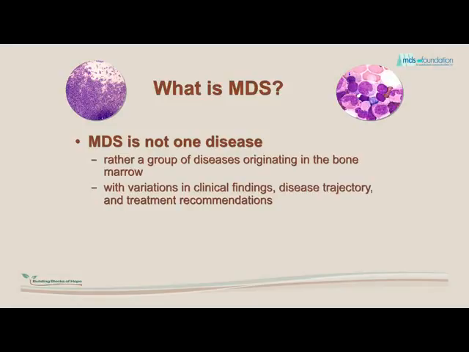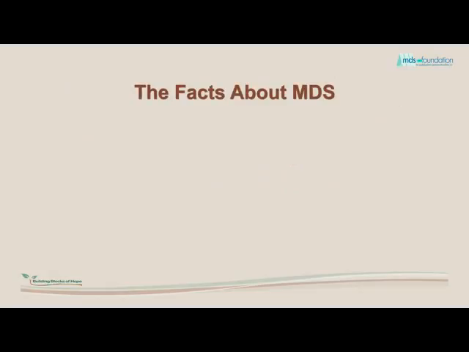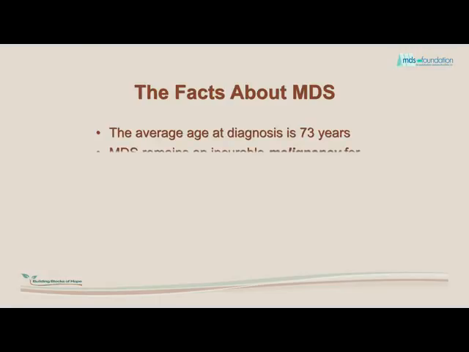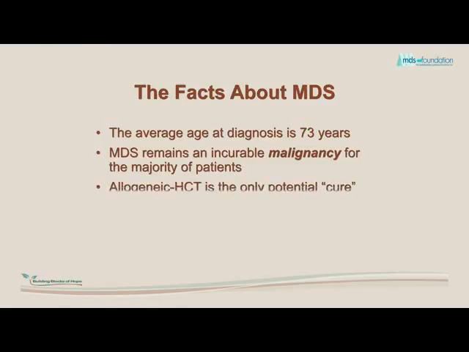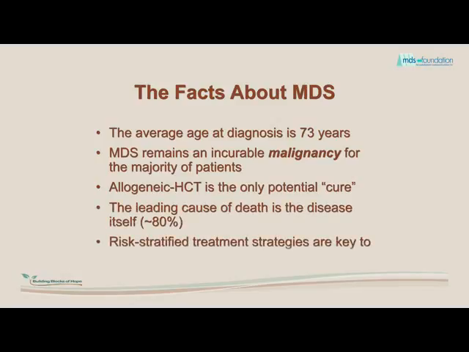More advanced disease is associated with progressive bone marrow dysfunction or bone marrow failure. The average age at diagnosis of MDS is in the 8th decade of life. MDS remains an incurable malignancy for most patients. However, for those patients that have a compatible donor and are appropriate candidates, allogeneic stem cell transplant represents a potential cure. The leading cause of death is the disease itself, primarily infection. Risk-stratified treatment strategies are key to the best treatment outcomes.